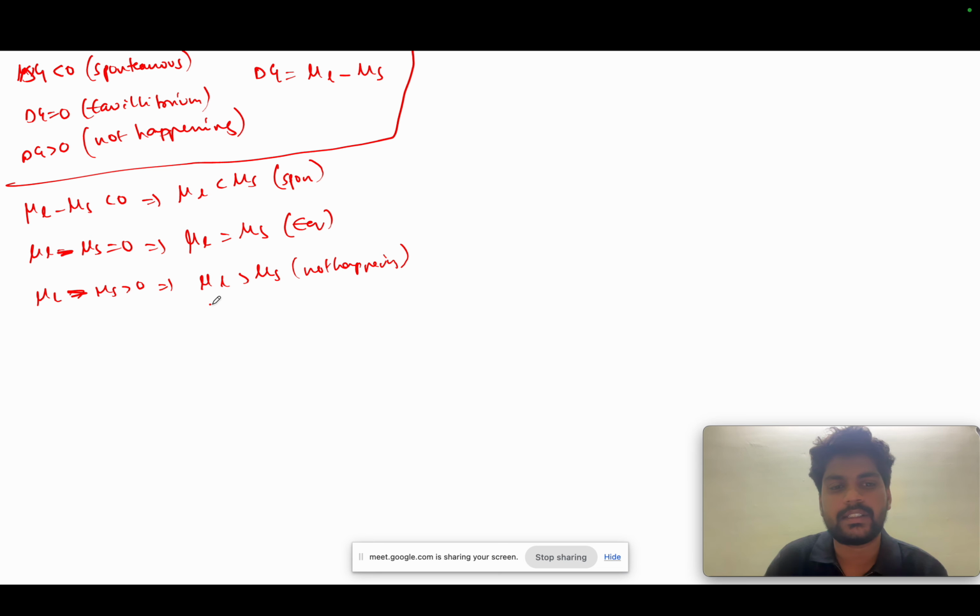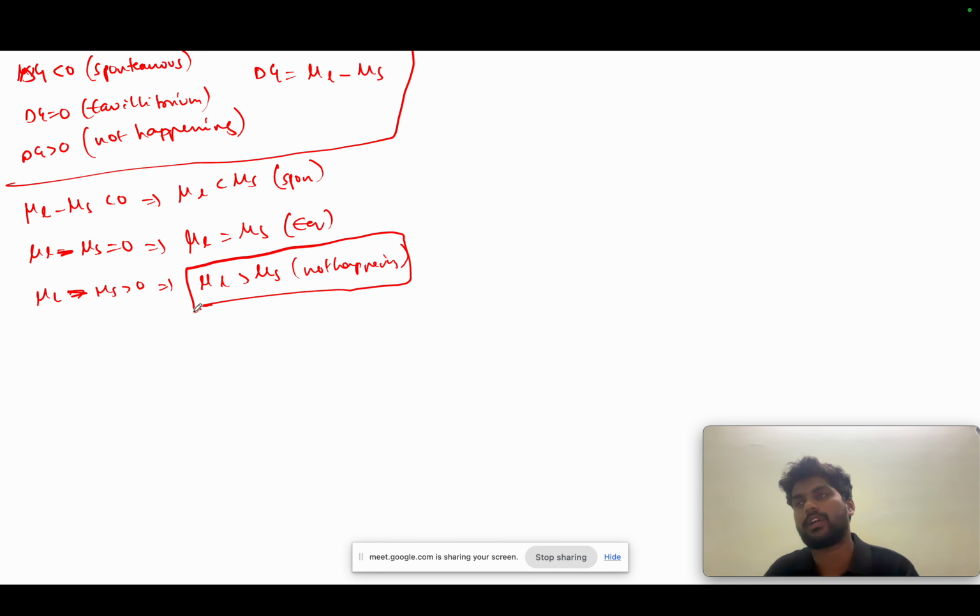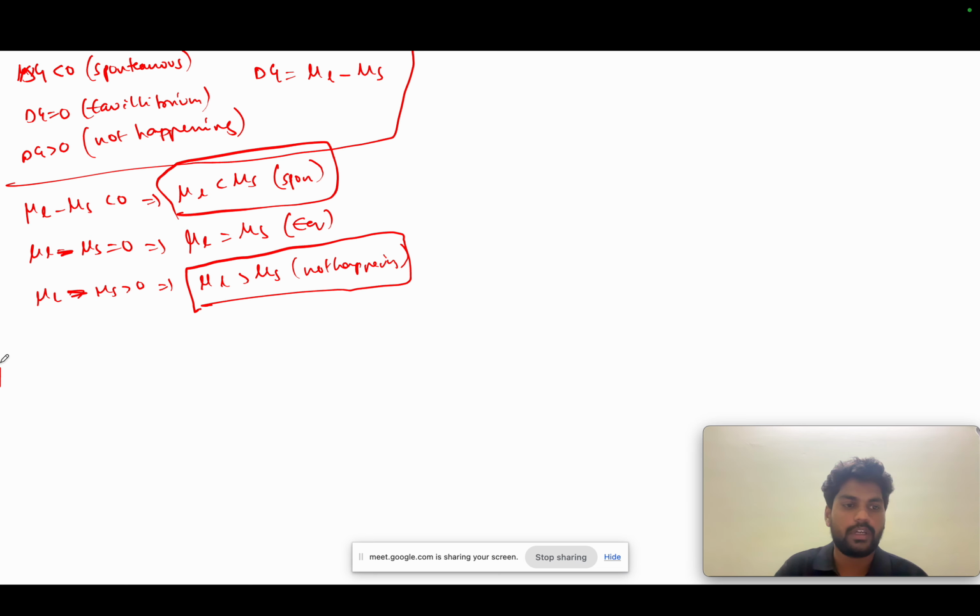Not happening in the sense that it is not feasibly possible to go from liquid to solid at a given constant temperature and pressure. I'm not changing temperature or pressure. I just took ice and water and kept it at the same temperature, so we are neither increasing nor decreasing it, as of room temperature I'm talking about. For the spontaneous process to happen, mu L is less than mu S. That's what we initially went through.